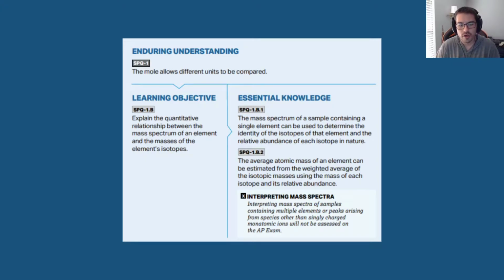So, before we go any further, though, let me go ahead and show you once again what the learning objective was for this topic. We need to be able to explain the quantitative relationship between the mass spectrum of an element and the masses of the element's isotopes. Essentially, when we see the mass spectrum of an element, which is like the data from a mass spectrometer, how does that relate? What's the relationship between the data and the actual masses of an element's isotopes?